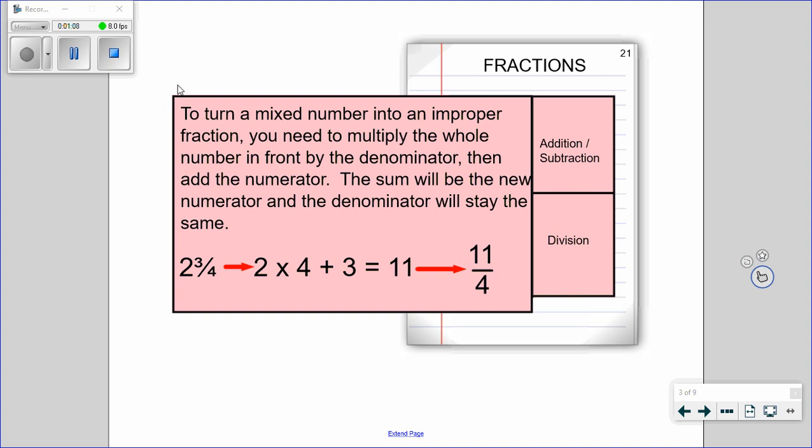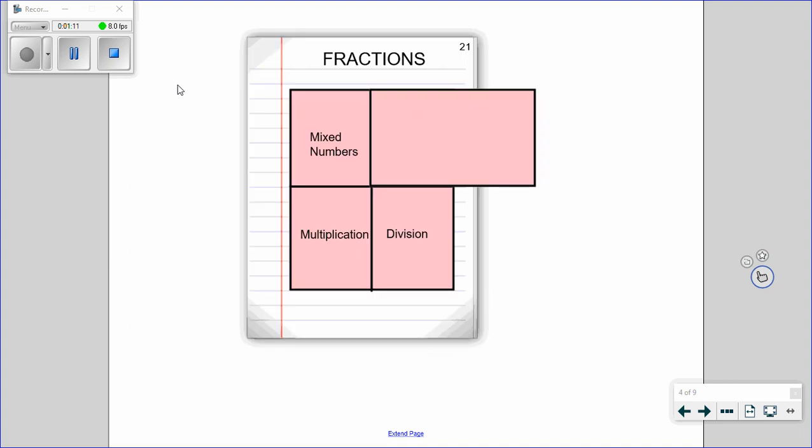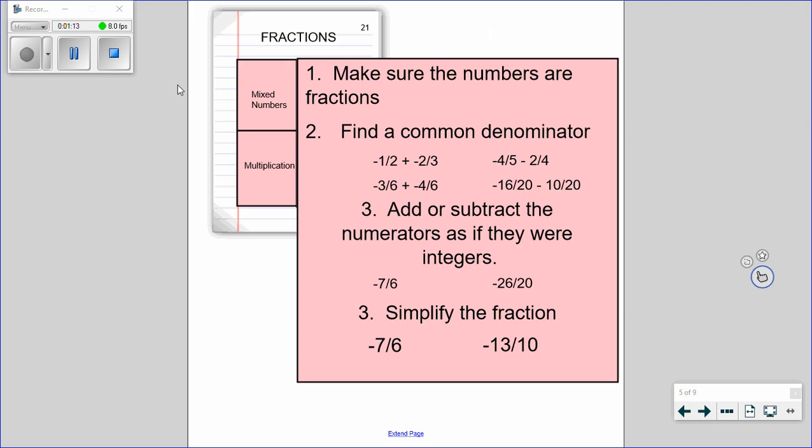Okay, let's go ahead and do addition and subtraction notes on the right. Open that up. Number 1, make sure the numbers are fractions. If they're not fractions, it's going to really throw you off and be really hard to do. Number 2, you have to find a common denominator. And number 3, you have to add or subtract the numbers as if they were integers.